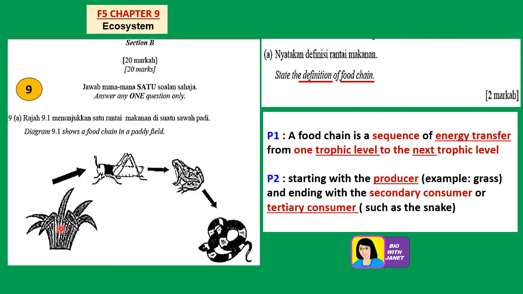So it's a sequence of energy transfer from one trophic level to the next. So grass is at the first trophic level. Trophic here means food, the first food level. Okay, first trophic level, followed by the grasshopper, second trophic level, frog, third trophic level, and the snake is at the fourth trophic level. Okay, so 2 marks, one for each definition, with the keywords: energy transfer, trophic level, producer, tertiary consumer.